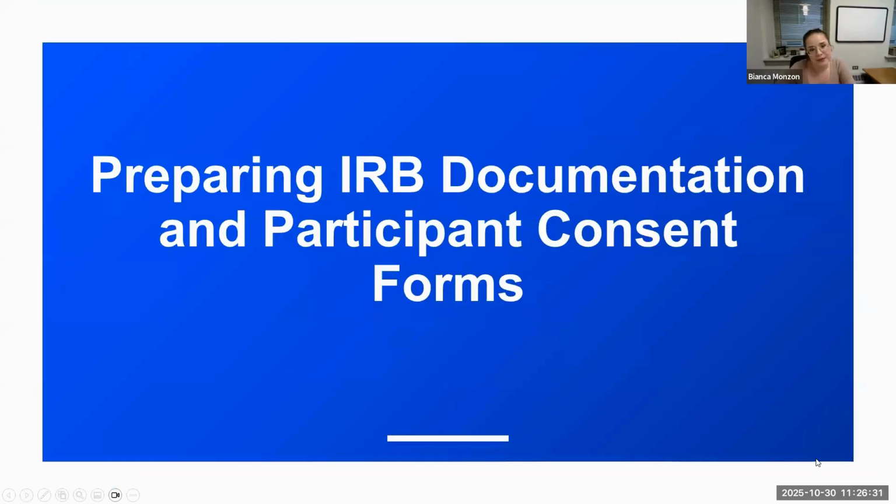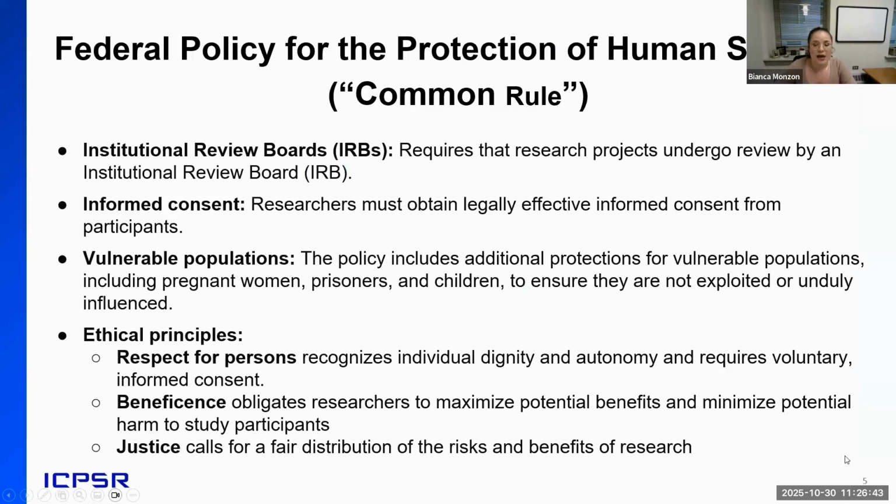Before you're able to collect sensitive data to begin your research, you'll need to prepare your IRB documentation and participant consent forms as required by the Common Rule. NIH abides by the Common Rule, which requires all federally funded research involving human subjects to comply with the federal policy for the protection of human subjects.